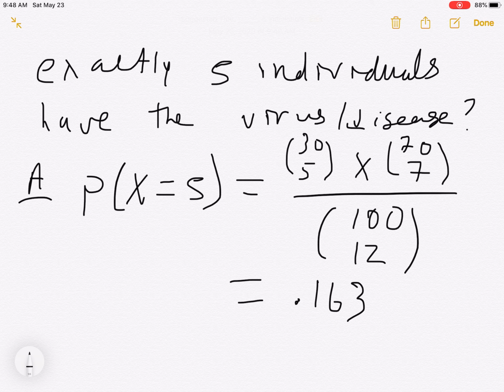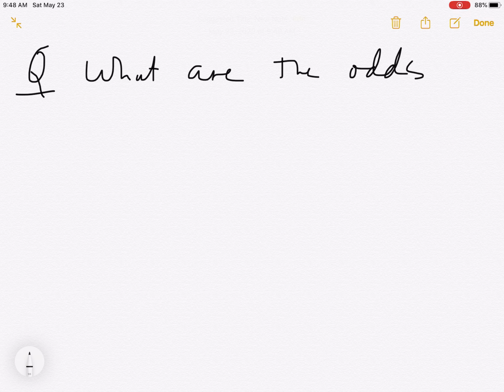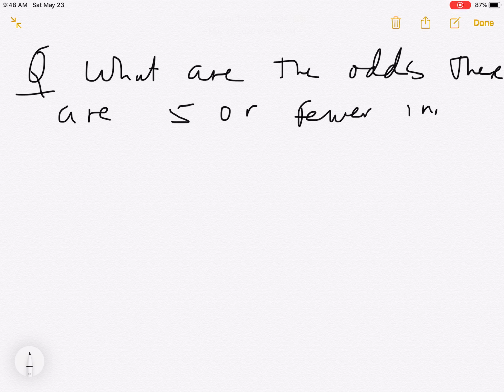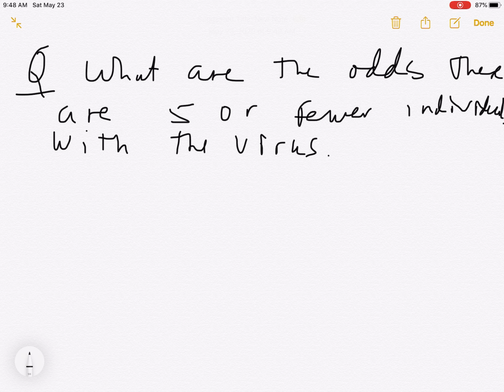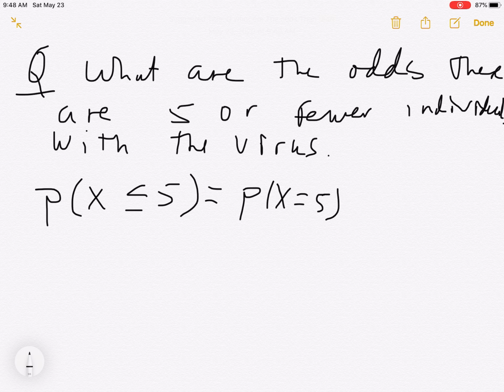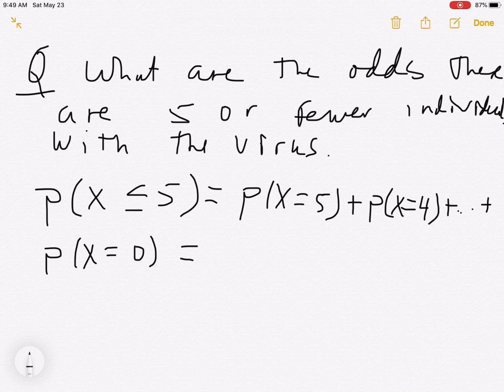Now, there is a different scenario here, one in which you could ask this question. What are the odds there are 5 or fewer individuals with the virus? And that would be asking you to calculate probability there are 5 or fewer, so we could include a 5. So that'd be probability x is less than or equal to 5. And this would be probability x equals 5 plus the probability x equals 4. And we keep going all the way down to the probability x equals 0. So we'd have to add up all those probabilities. And I'm just going to write out the first and the last term.